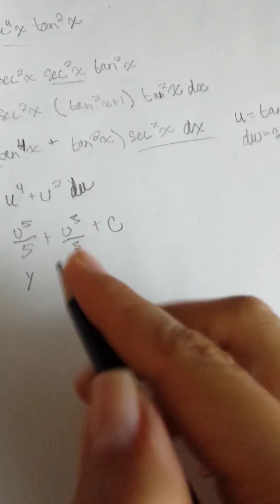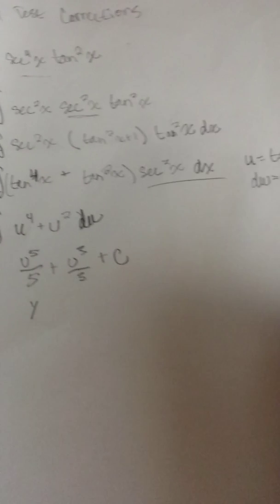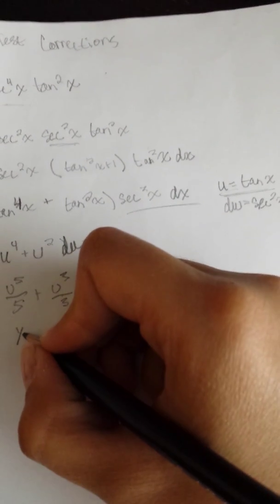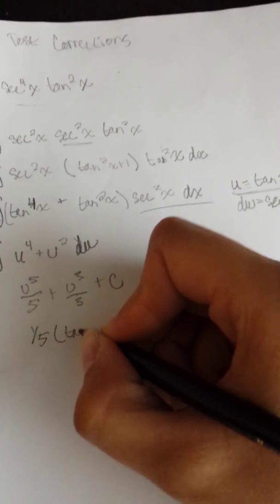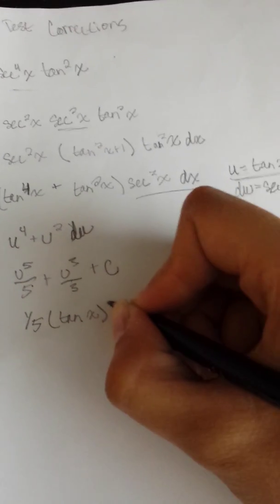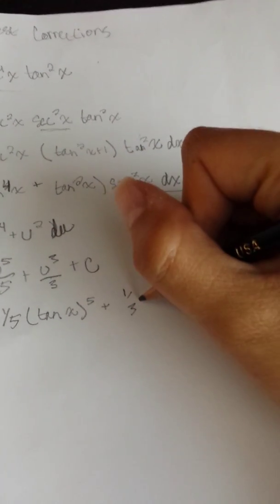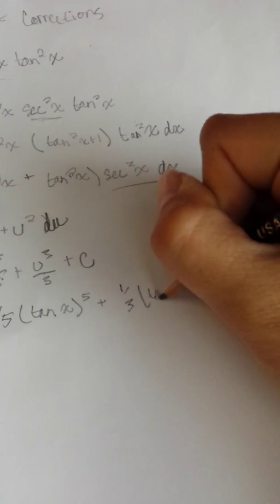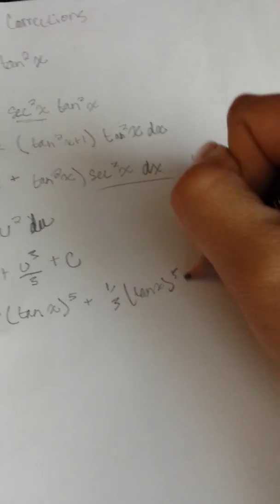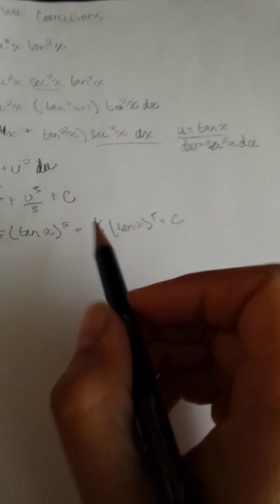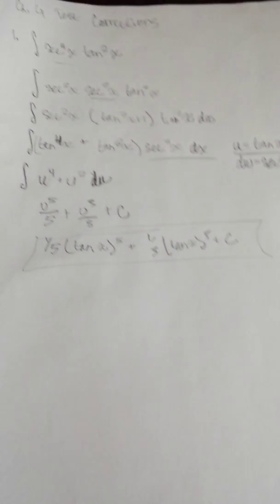And then you have u's in your equation. You don't want to have u's in your equation, so you have to put in your actual u, which is tan x. So 1/5 tan x to the fifth plus 1/3 tan x cubed plus C. Yep, there you go. Final answer.